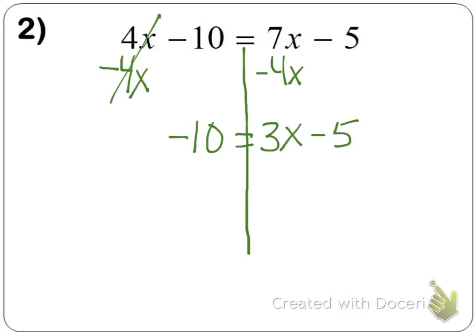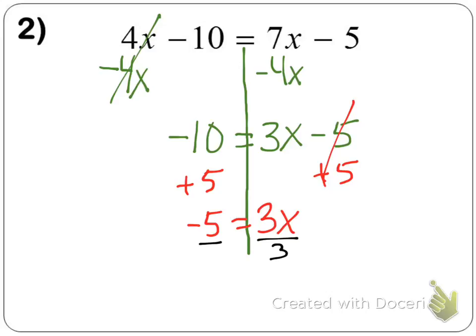All right, now the x's are together. It's just like a regular old two-stepper. So what do I want to do first? Plus 5. Yeah, add the 5 to both sides. That is going to give us negative 5 equals 3x. Then what? Divide both sides by 3. So you right now have x equals negative 5 over 3.